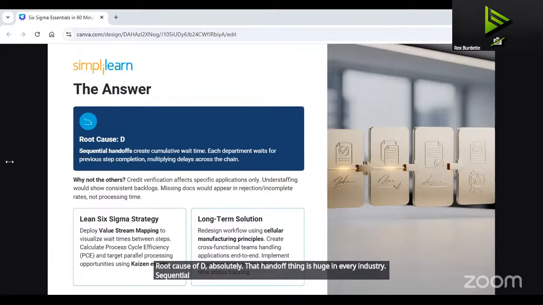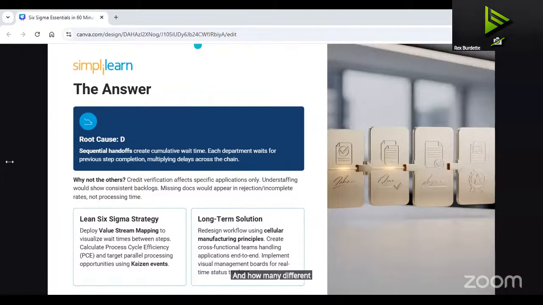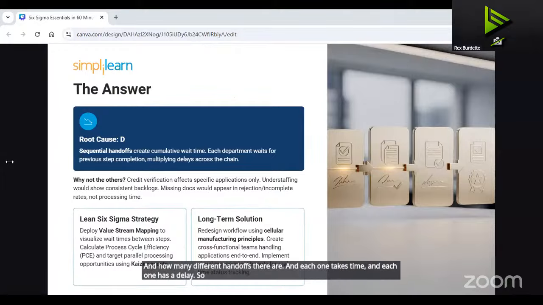Sequential handoffs. In fact, in Lean, there's a diagram called the handoff diagram where you track one handoff, two handoff, three handoff, and you'll be amazed at how many different handoffs there are. And each one takes time and each one has a delay. So reducing handoffs reduces delay.